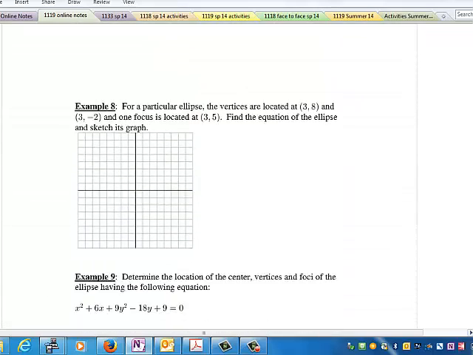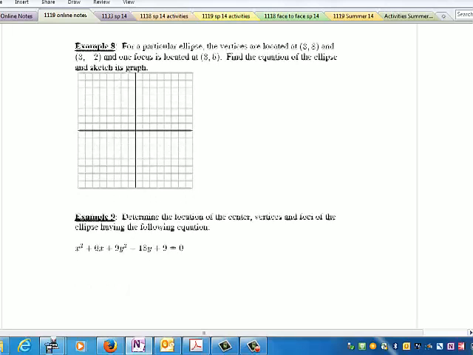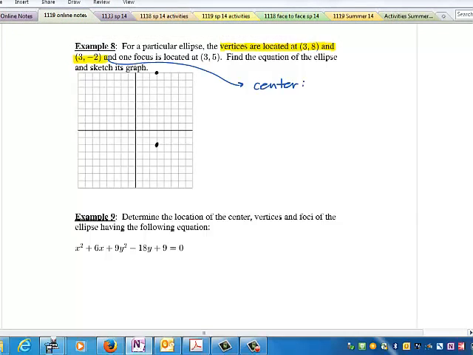A few more examples with centers that are not the origin. In example 8 here we have an ellipse where the vertices are located at 3, 8 and 3, -2. So let's sketch that first. 3, 8, 1, 2, 3, 4, 5, 6, 7, 8 way at the top, and 3, -2. That much information also tells us where the center is. So we can discern that the center then is halfway between the vertices.